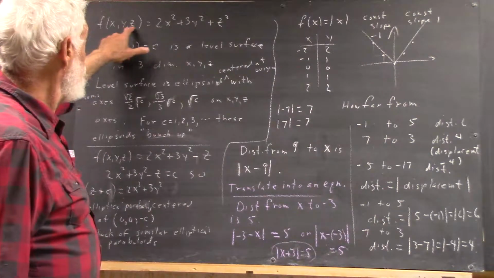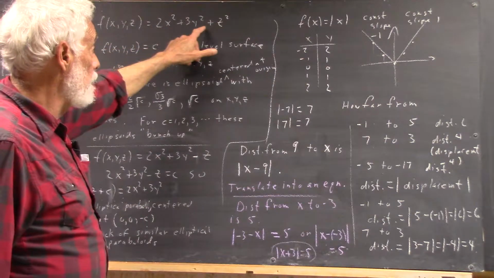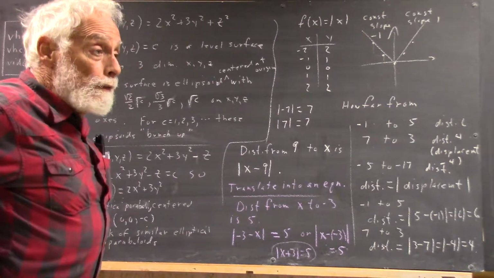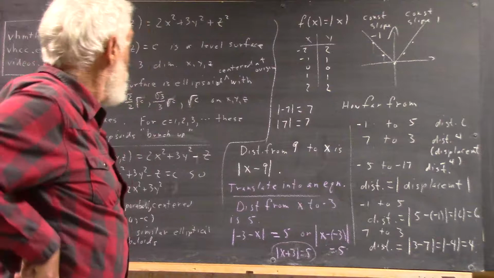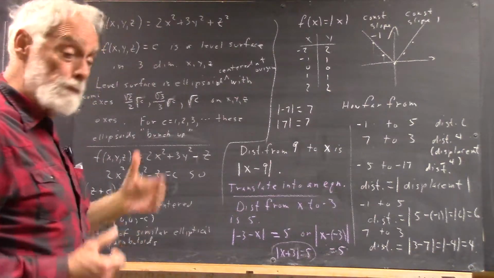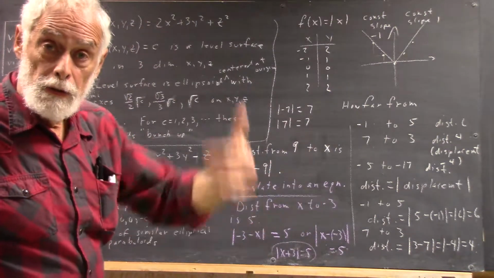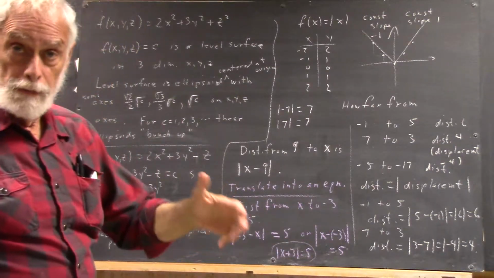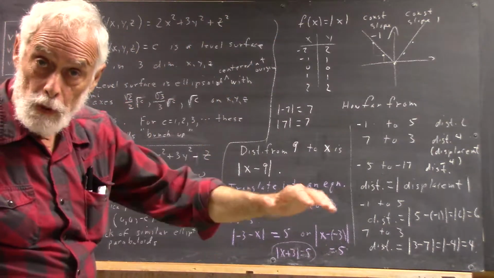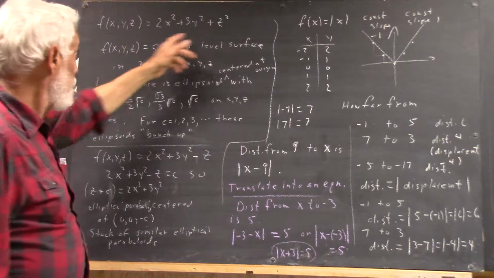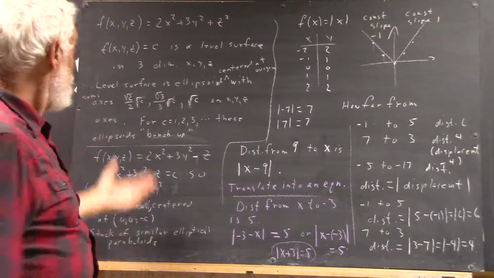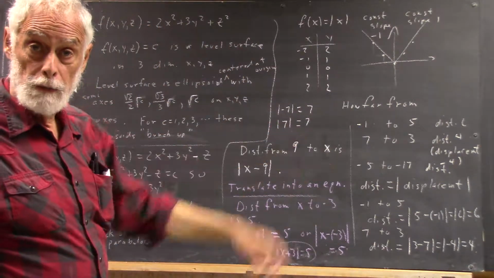The function f of x, y, z equals 2x squared plus 3y squared plus z squared cannot be graphed in 3 dimensions. If our function is of 2 variables, x and y, then we can use z to represent the values of the function, and we get a graph of z versus x and y. If we have a function of 3 variables, we would need a 4th dimension in which to construct our graph, and we don't have one.